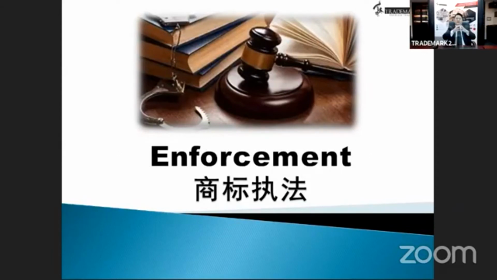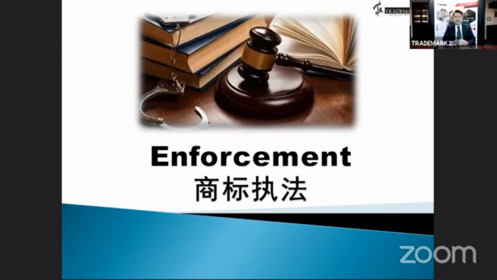So let's talk about the enforcement here. This is something very new. Now, if somebody infringes my trademarks, what should I do? Should I get a lawyer? Where do I make a complaint?